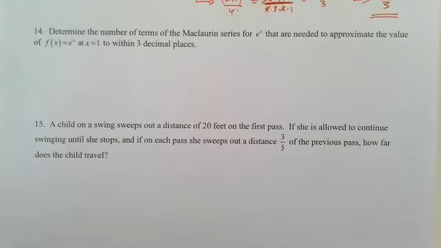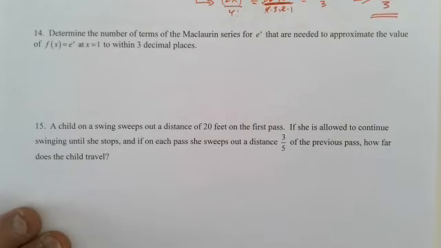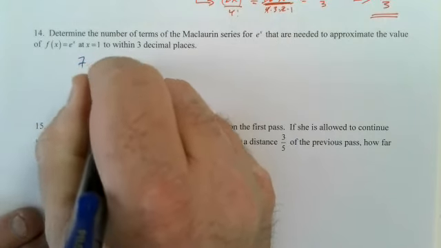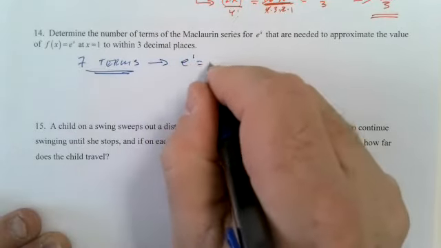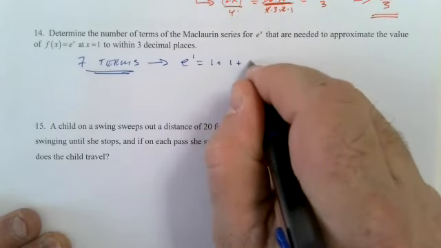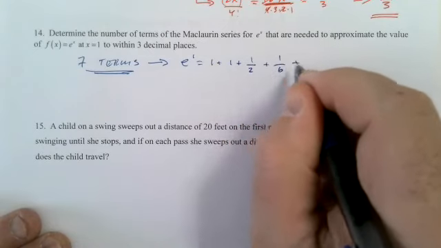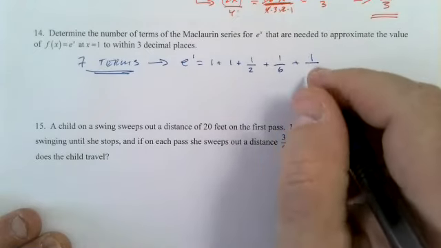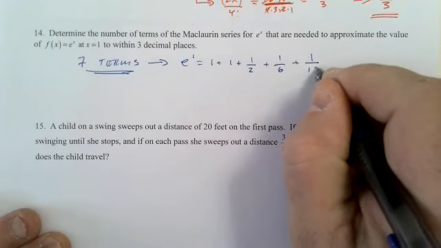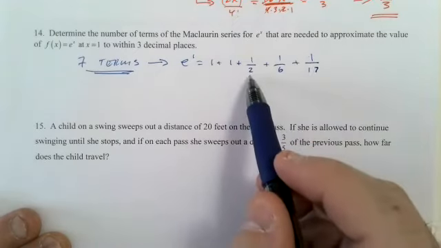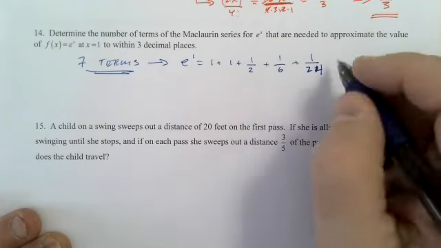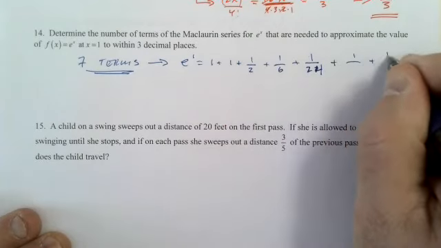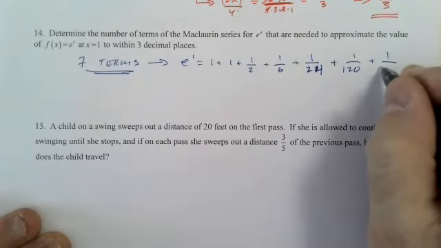How many terms of the Maclaurin series for e to the x do you need for an approximate value within 3 decimal places? I'm not going to mess with this, but you need to. So I just played with it and I found that 7 terms. We needed e to the 1st equals 1 plus 1 plus 1/2 plus 1/6 plus 1 over 4 factorial, 4 times 3 is 12 times 2 is 24. Then 2 more terms: 5 factorial, 120, plus 6 factorial, 720.